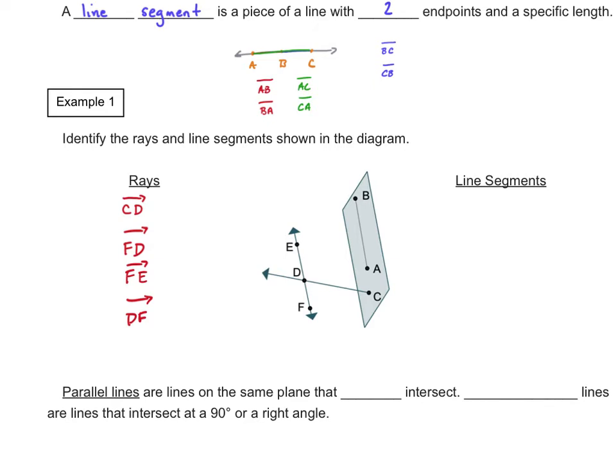And then let's see, line segments. Well, I can see that I have segment BA. I have segment AC. I have segment ED, just to name a few, and I have segment DF.